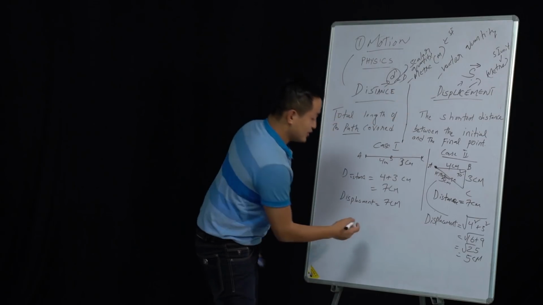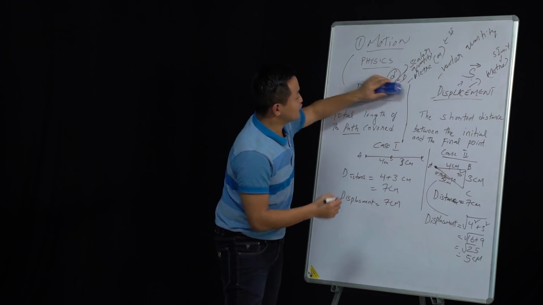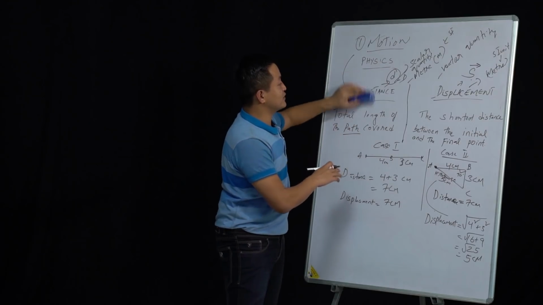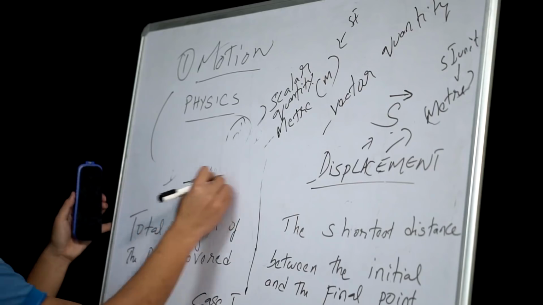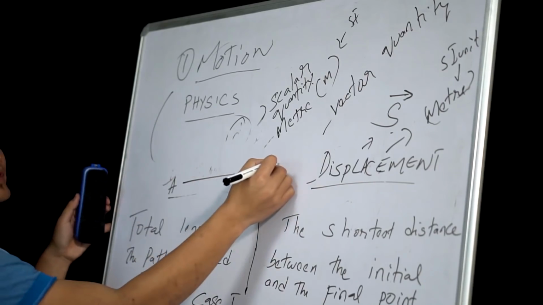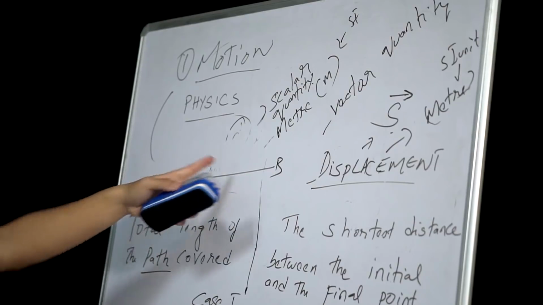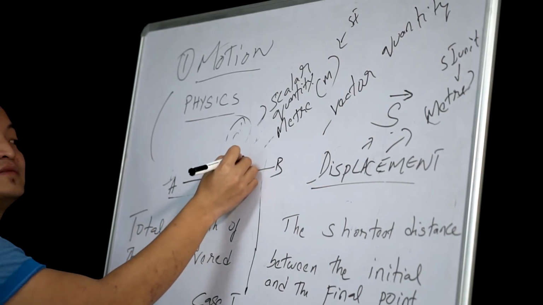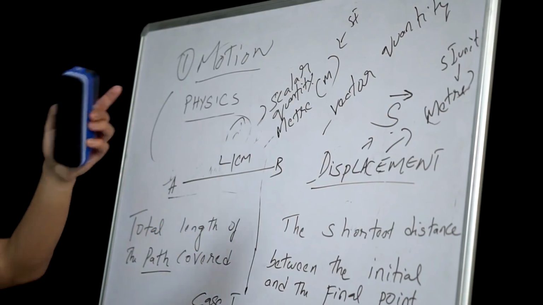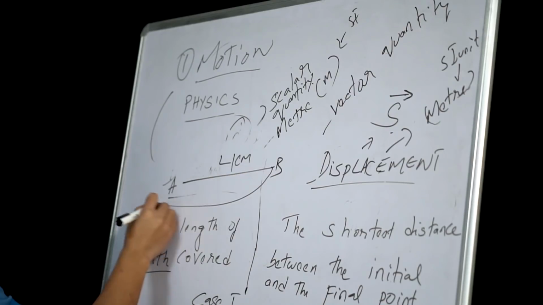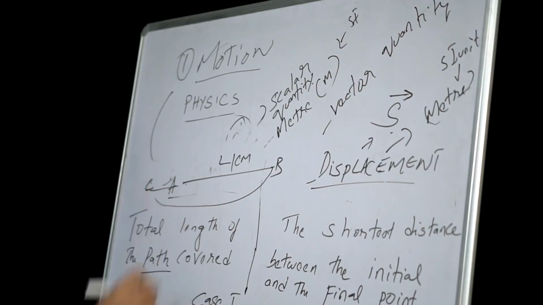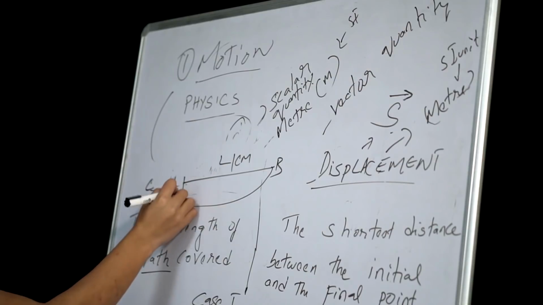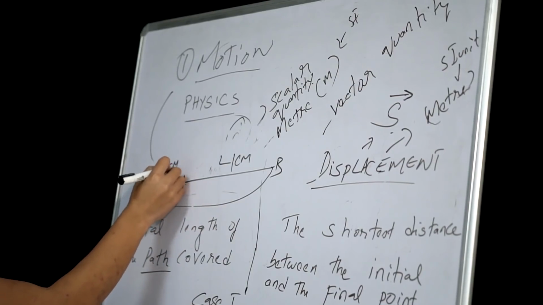So if you're clear with this, shall I wrap? Okay. Now let's take this straight line here, A and B. From A till B, it was 4 centimeter. Clear? But now you're coming back, and you have stopped at point C. So what will be the total displacement in this case? So let's say that this is 1 centimeter.